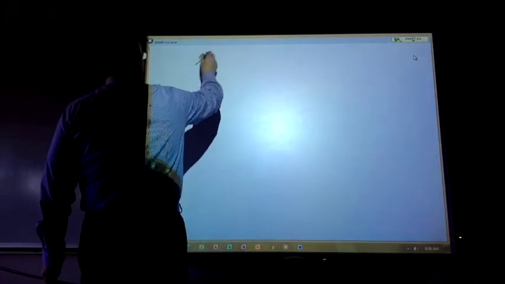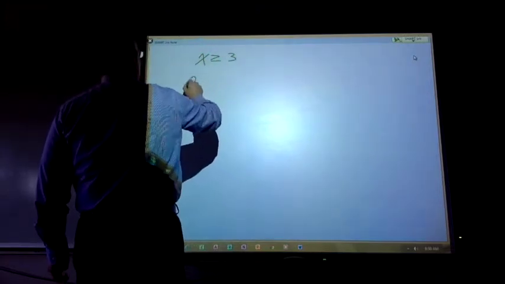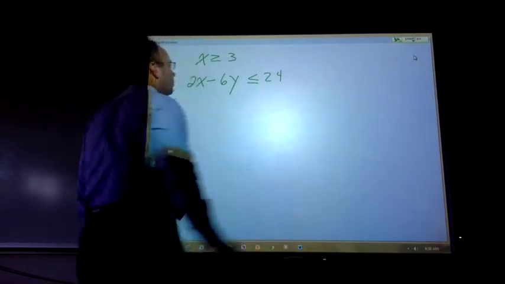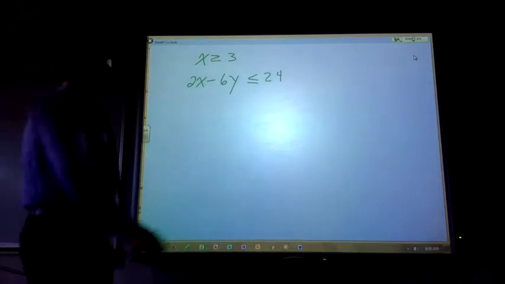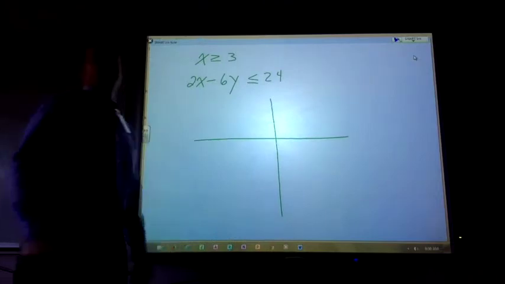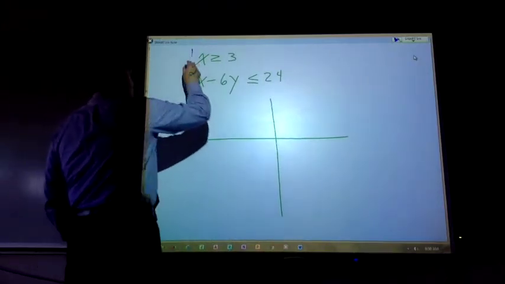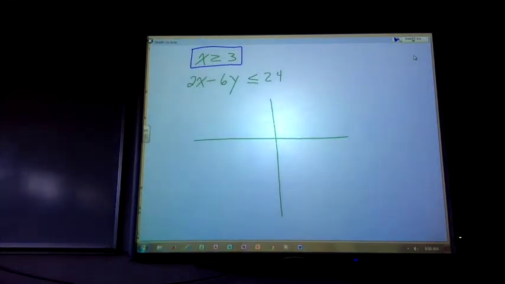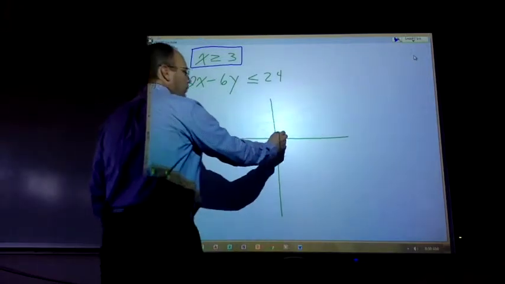Angelo. Oh, yeah. Yeah, baby. I get x is greater than or equal to 3, and then I get 2x minus 6y is less than or equal to 24. Still with me? Okay. So I'm going to make my xy axis. All right, Angelo, you ready? I gave you the challenge. This is indeed a straight line, but it's a special kind of straight line. Does it go up and down or right and left? Is it vertical or is it horizontal? I'm going to give you a little clue. X equals 3 is 1, 2, 3.